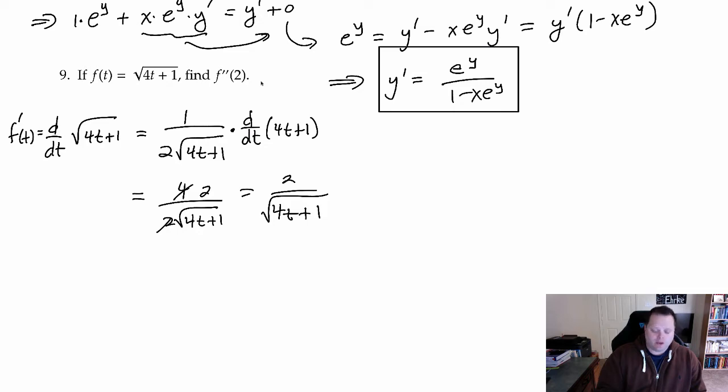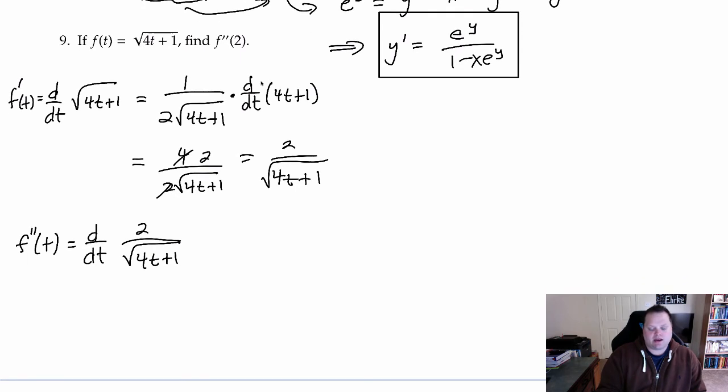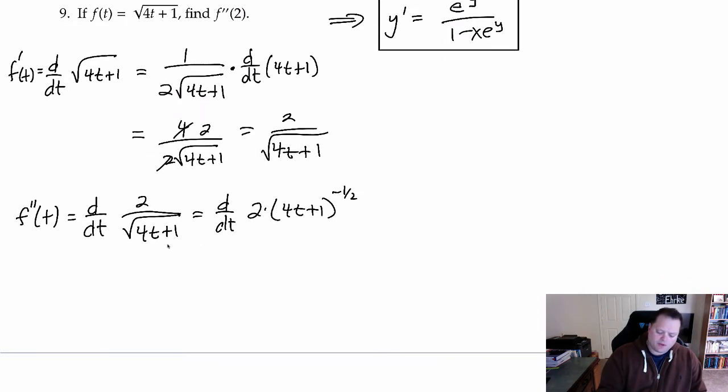So that's f prime, which means that f double prime would be taking the derivative of the derivative. Okay, that's not too bad here. If we take this again, I want to look at this function using power rule. This is 2 times 4t plus 1. This is a square root in the denominator, so the power for that is negative 1/2. So chain rule says that this would be 2 times negative 1/2 times 4t plus 1 to the power, subtract 1 from the power, so it would now be minus 3/2.